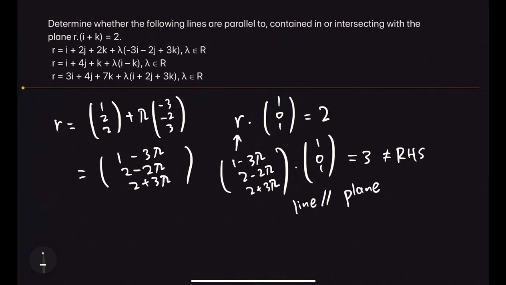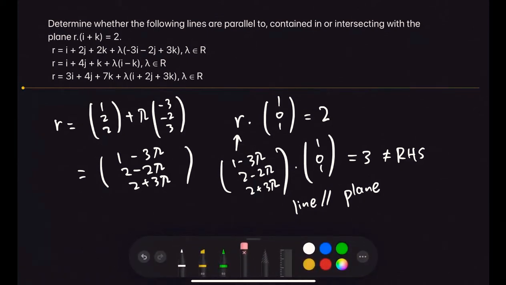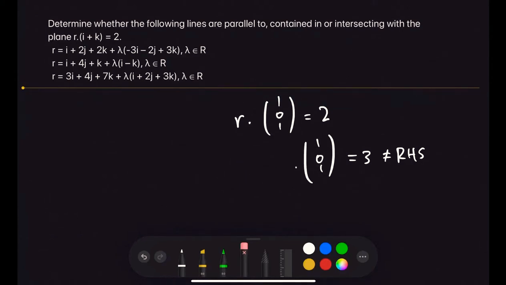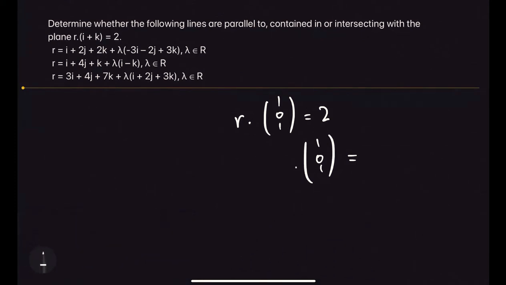Okay, so this is for the first line. So I'm going to erase this. I'm going to show you with the second line how we determine if the line is parallel to, contained in, or intersecting with the plane. Okay, so we're going to do the same. I'm going to write down the line. So we have (1, 4, 1) plus lambda times (1, 0, -1).